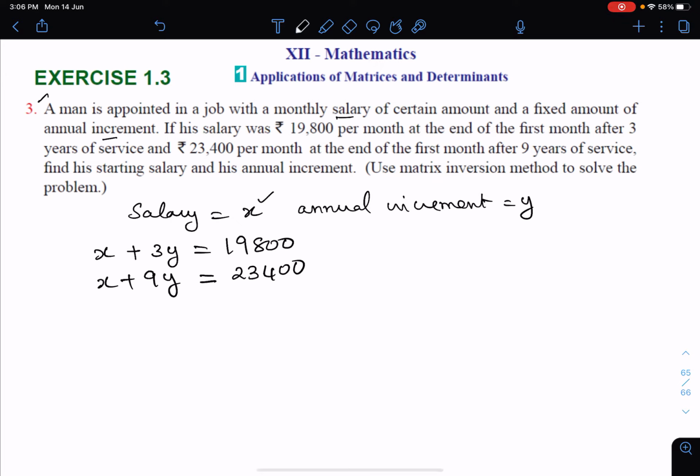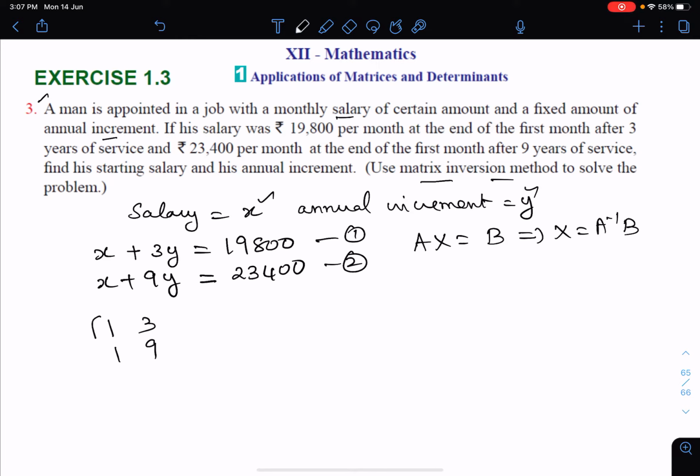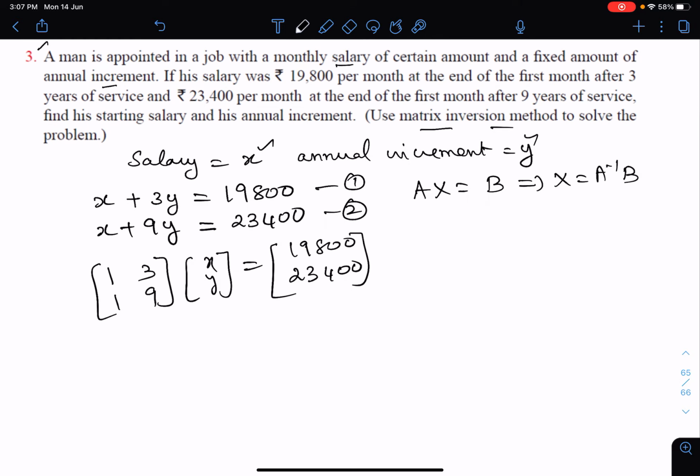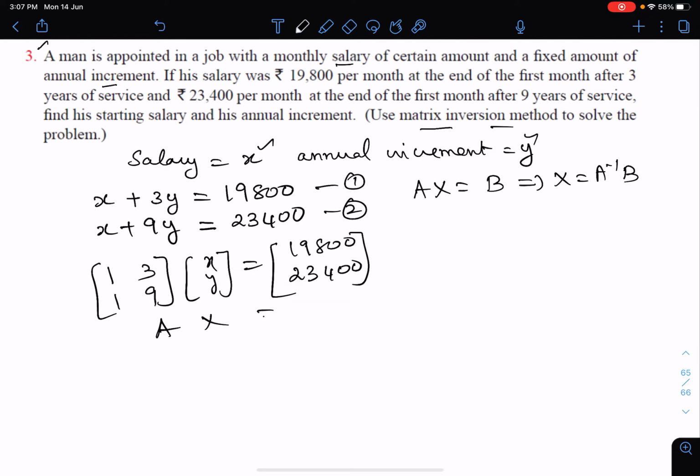So we are going to find this x and y using our matrix inversion method. So we have got one equation and the second equation. What is our AX? Matrix inversion means you should come to the conclusion as AX equal to B, which gives X is equal to A inverse into B. So 1, 3, 1, 9 is going to be our A, X, Y equal to our B, which is 19,800 and 23,400. This is going to be our AX equal to B.